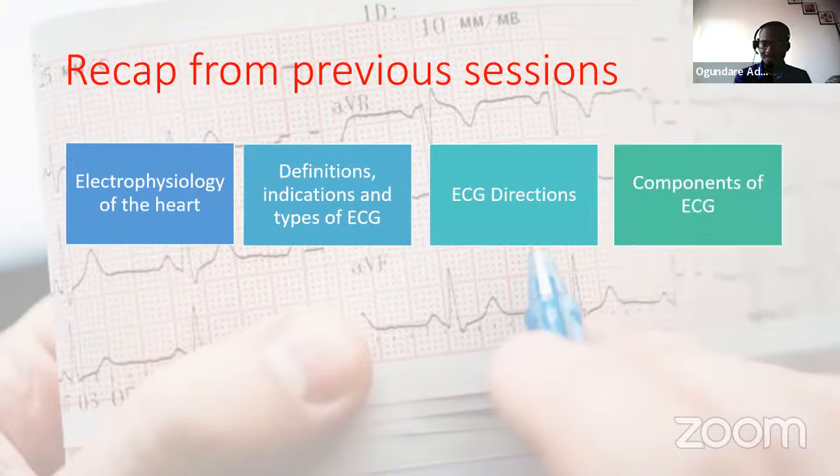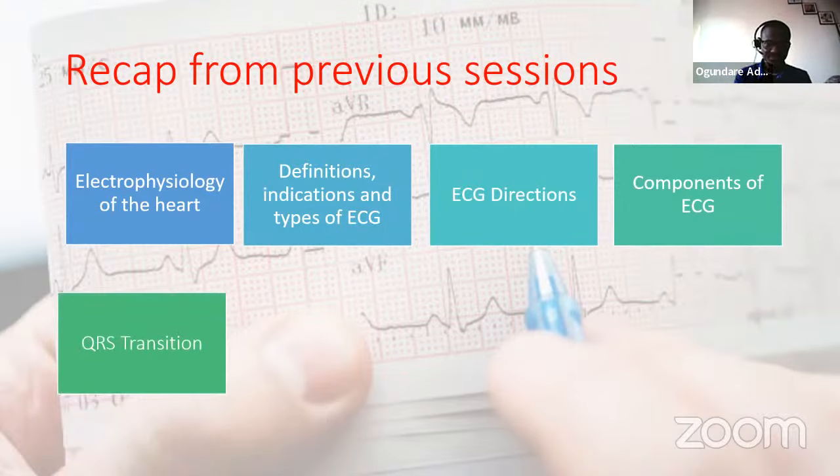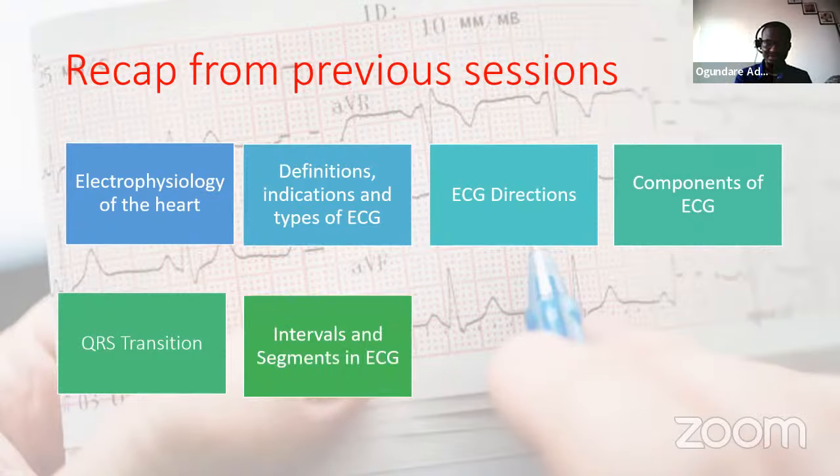Components of ECG, we've discussed that: the P wave, the QRS complex, the T wave and the U wave, and what each of them represents. The QRS transitions, how a normal QRS complex should look, how the transition and the progression should be. We've talked about that.